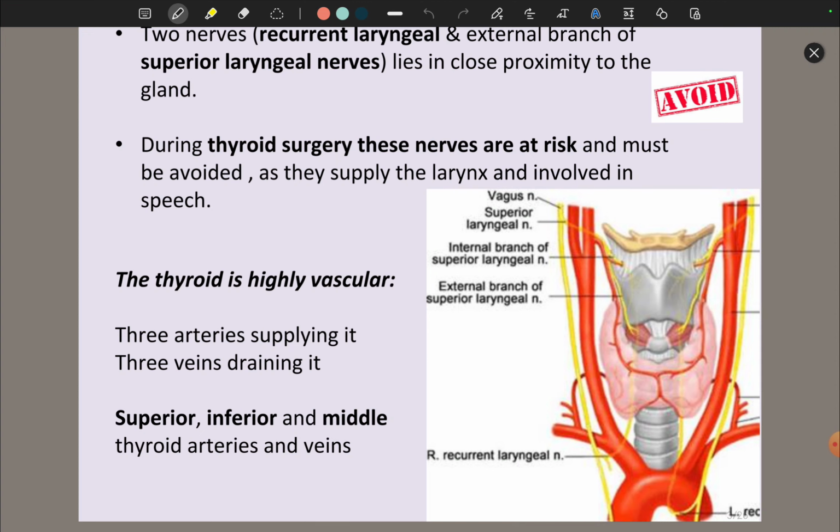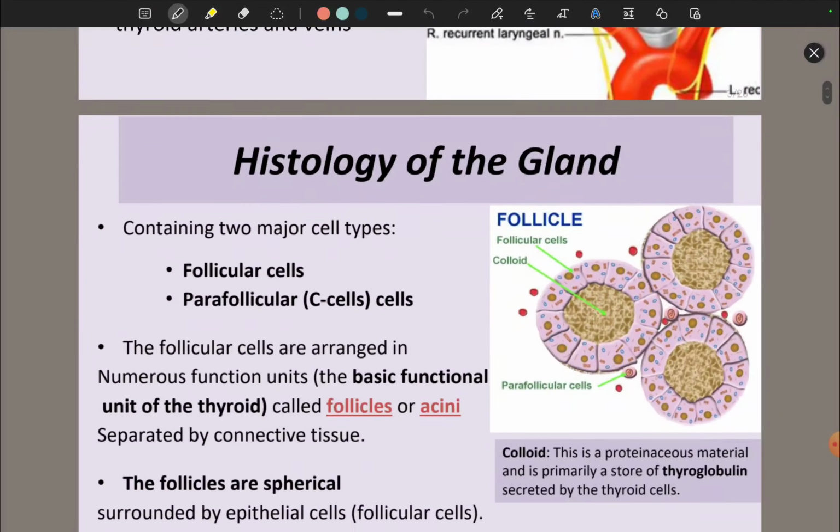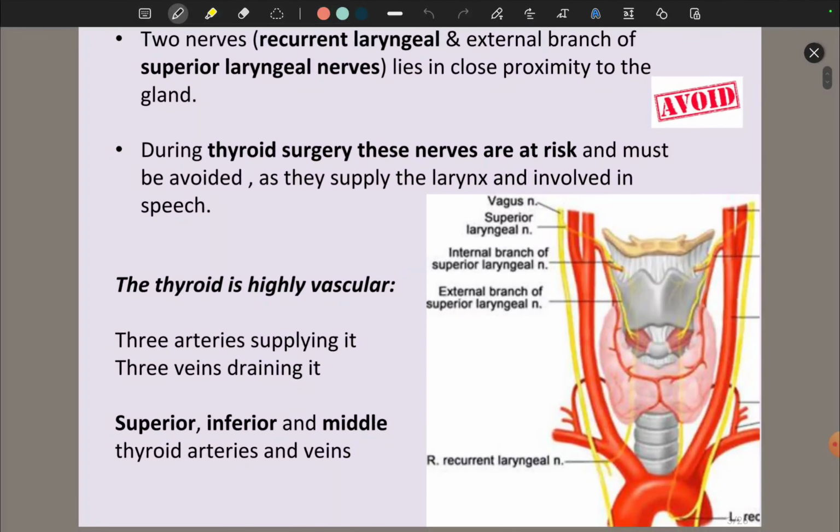Okay, another important thing about the anatomy of the thyroid gland is that it is highly vascular. It is the second most vascular organ or gland after the adrenal gland. Blood flow is already high here. During surgery, we need less blood loss. That's why there should be a decrease in the blood flow.